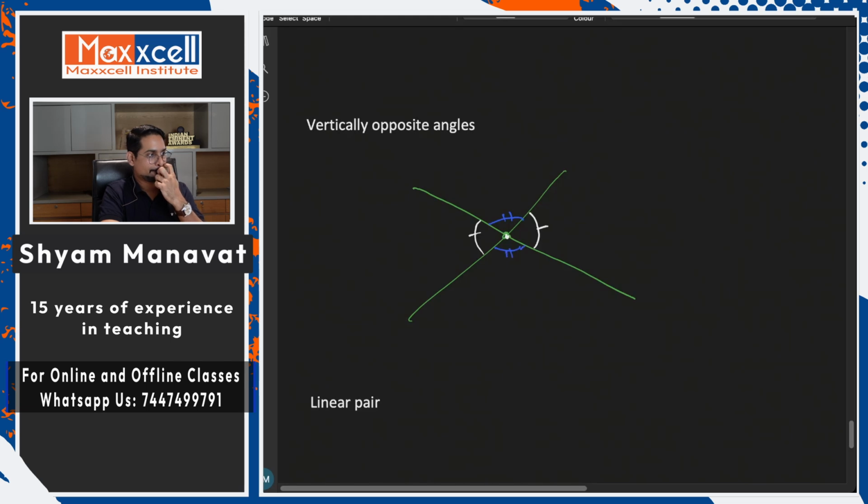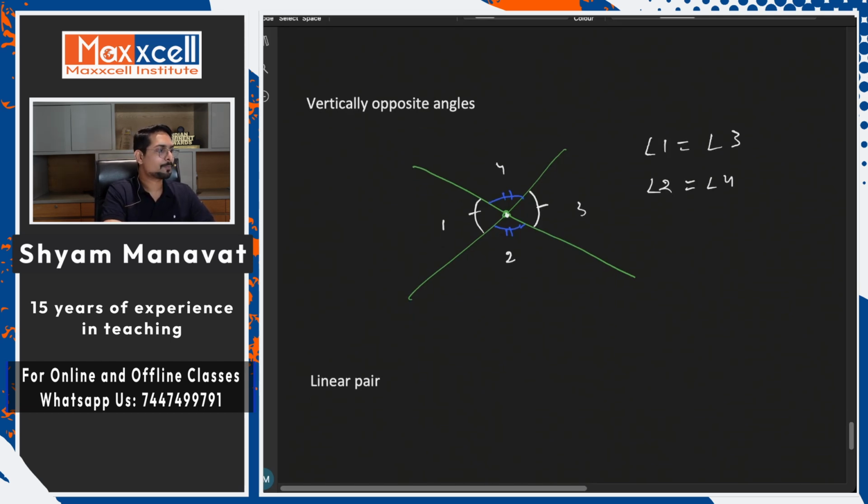Vertically opposite angle. Do you want to name them? Okay, चलो नाम लिखते हैं. 1, 2, 3, 4. So angle 1 equal to angle 3 and angle 2 equal to angle 4. Vertically opposite angle. Okay. They are equal. Yes, they are equal.